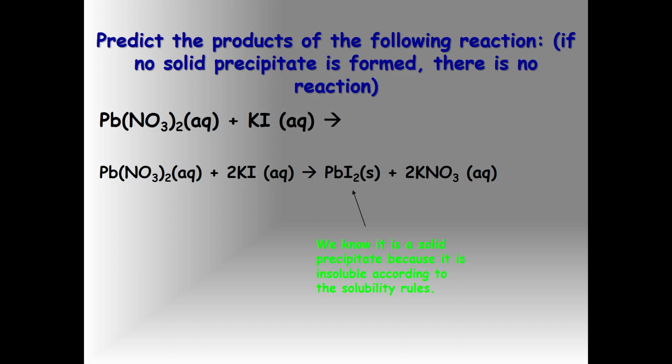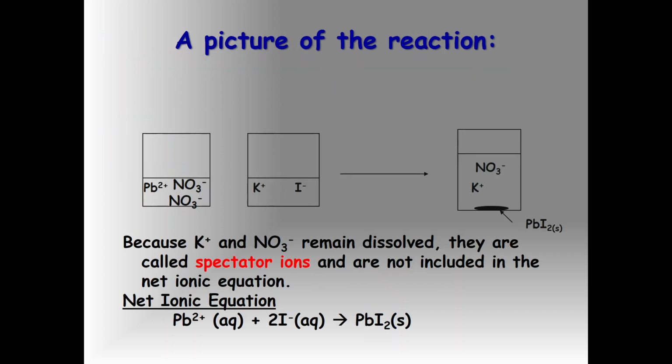Lead nitrate, all nitrates are soluble, so that's aqueous. Number two, the second one, potassium iodide. That would be rule 4. All iodides are soluble, and it doesn't meet the exceptions, so that would be aqueous. And all nitrates are soluble, so we have aqueous for potassium nitrate. Because K plus and NO3 minus remain dissolved, they are called spectator ions and are not included in the net ionic equation.